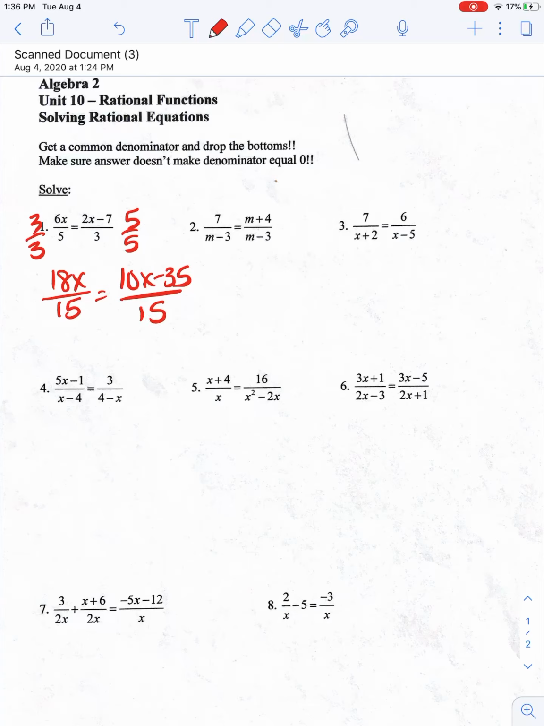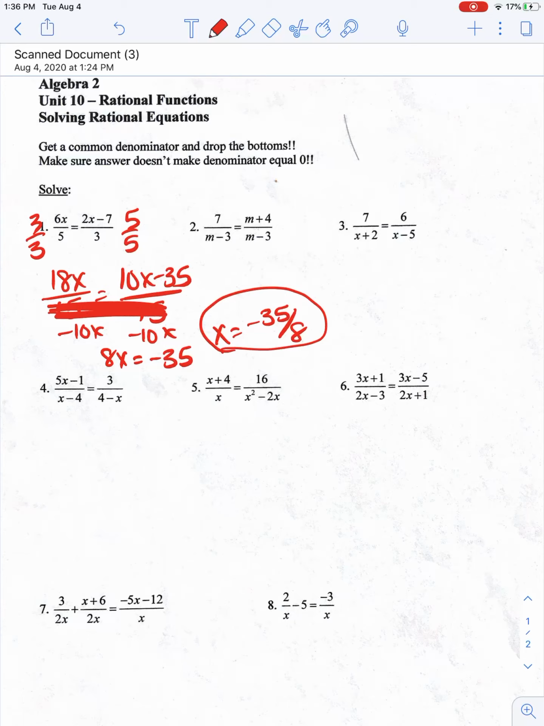And then once you have that common denominator, once the denominators are the same, you can completely drop the denominators and then just solve the top. So I would then subtract 10x from both sides and then divide by 8. The only thing you have to be careful about with rational equations is that your answer can't make any of the original denominators equal to 0. And on number 1, we had a 5 and a 3. It will always be a 5 and a 3, so we don't have to worry about any of those.